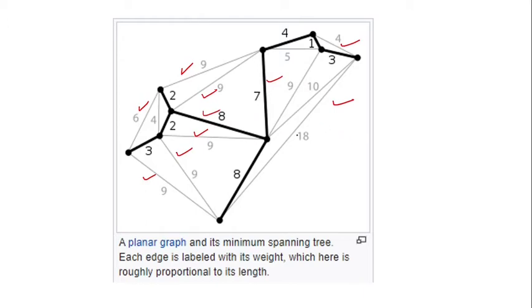Now this is a tree, it doesn't have any cycle. Okay, so in this planar graph, in the minimum spanning tree, each edge is labeled with its weight, which here is roughly proportional to its length.